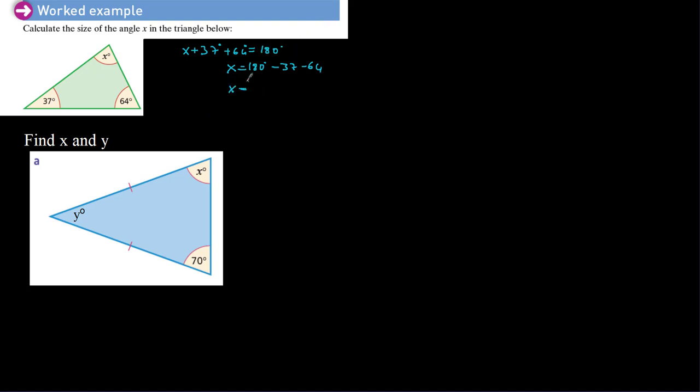X is equal to 180 minus 37, minus 64. It's going to be 143.